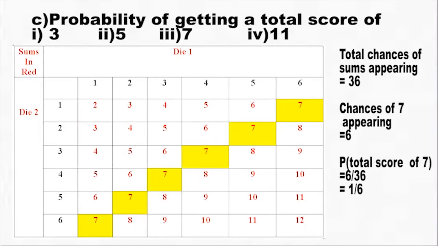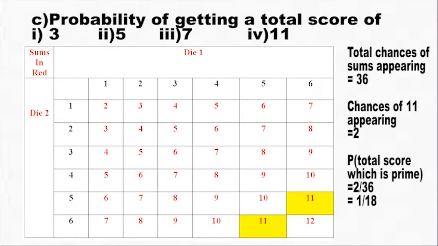The probability of getting a total score of 7 is equal to 6 out of 36, since we have 6 sums of 7, and this reduces to 1 out of 6. The probability of getting a total score of 11 is equal to 2 out of 36, since we have 2 sums of 11, and this reduces to 1 out of 18.